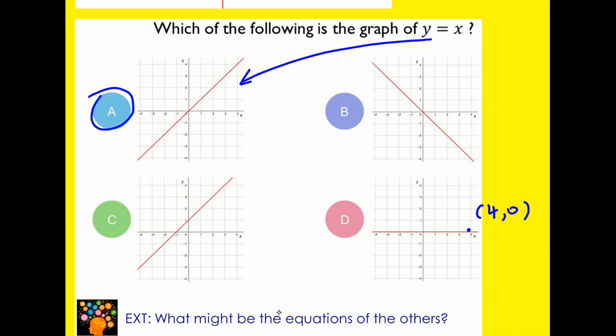But what are the equations of the others? Just a little extension. Well, this one is another one that you need to be aware of. y and x have the same value here, except that one is the negative of the other. So this is y equals minus x. That's a graph that you need to know. And this one here is like y equals x, but we've moved it up. This is actually y equals x plus 1.